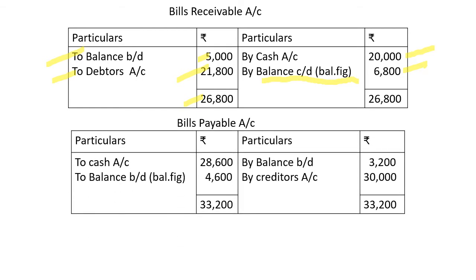Bills payable account: opening balance they have mentioned 3,200, then bills payable issued 30,000 rupees by creditors, and bills payable paid, you can check the cash account, to cash account 28,600, and the closing balance is not given in the problem. That's why we are preparing the bills payable account. 4,600 is the closing balance because of the total 33,200. Since the opening balances of debtors, creditors, bills receivable and bills payable are mentioned in the question, we have to identify the closing balances of debtors, creditors, bills receivable and bills payable.